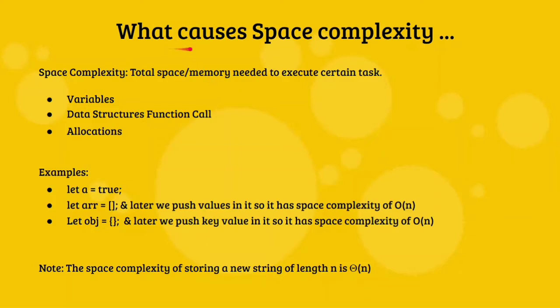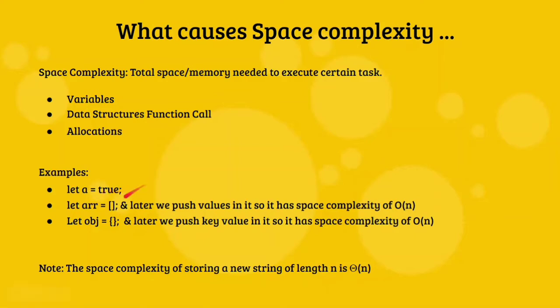So what exactly causes space complexity? The first thing is the variables. Then we have data structures and the function calls. Then we have the allocations. For example, if we are declaring a variable let a is equal to true, so we are taking a single memory space. At that time, the space complexity will be O of 1.